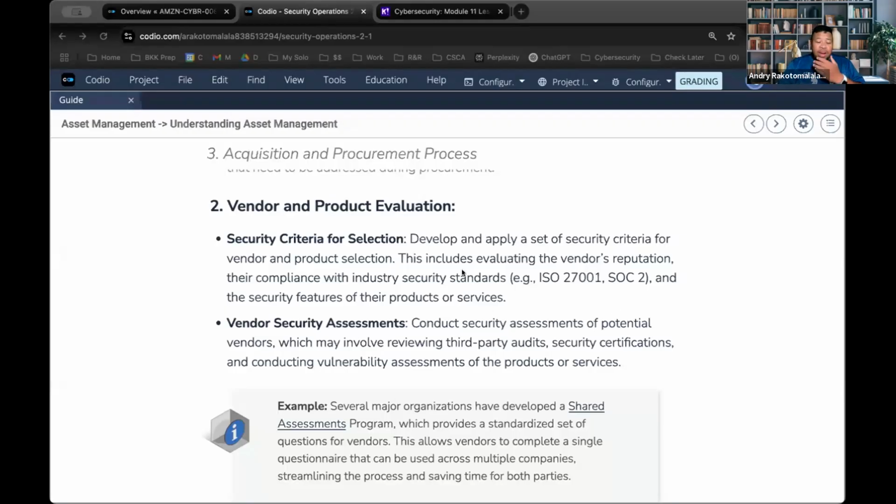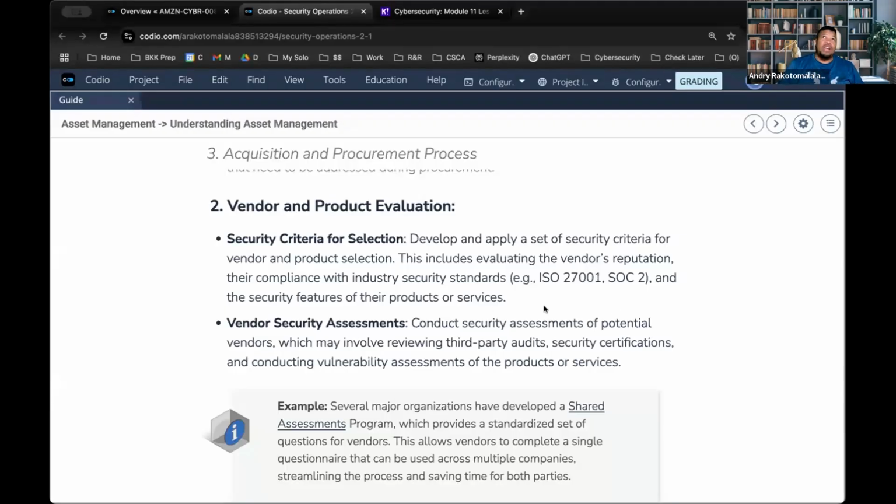So a very good indication of how good a software is is what compliance standard they abide by. An example: if they abide by ISO 27001, then I know that they have a bunch of security features, as well as SOC 2.